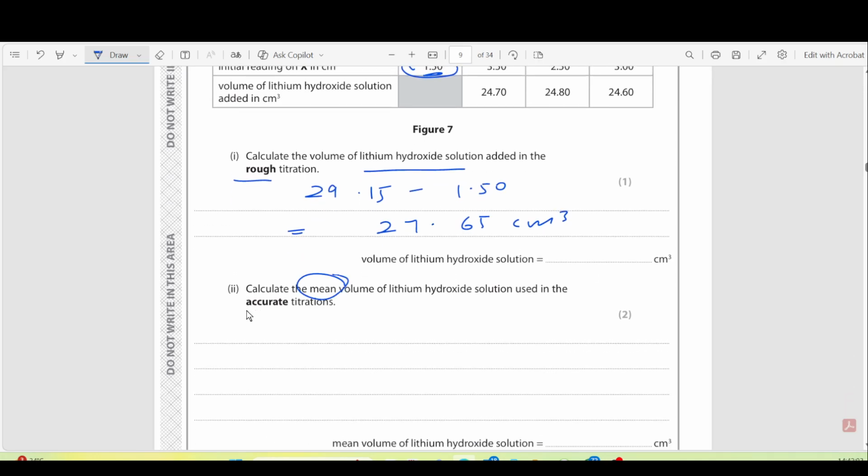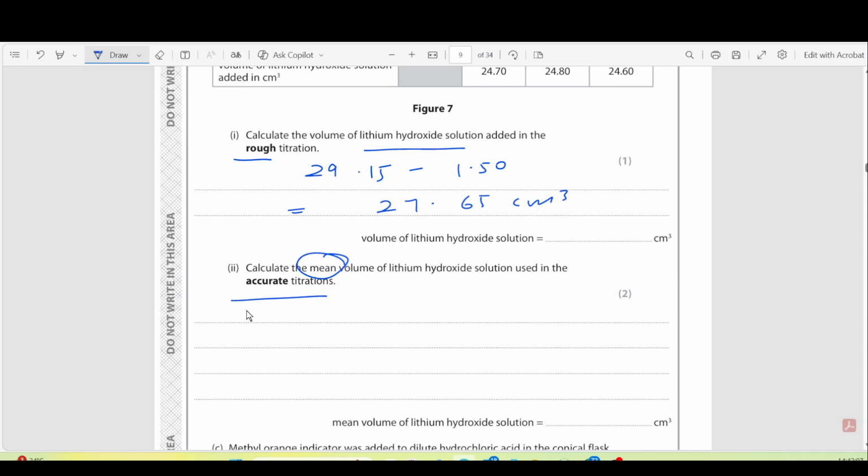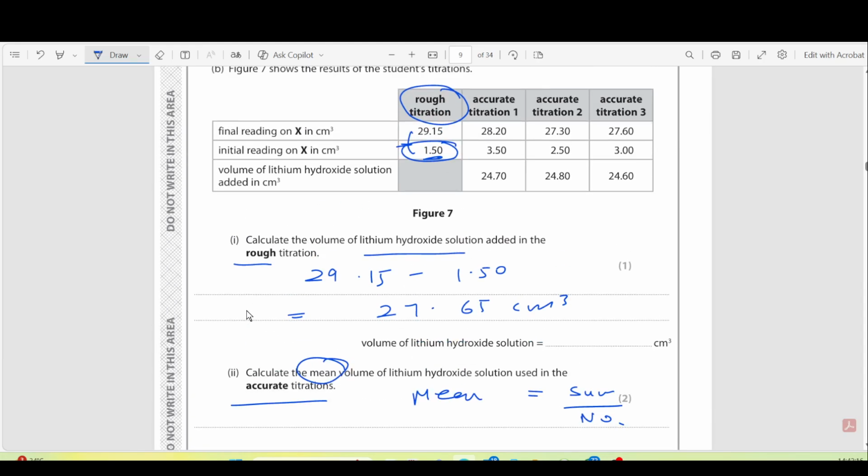We have to calculate the mean of the 3 accurate titrations. The formula for mean or average is, first we write the sum, and then we write the number of observations at the bottom. So here the accurate ones are these three, right? First we add these three and then we divide by 3 because there are a total of 3.